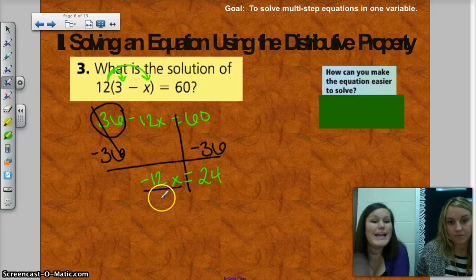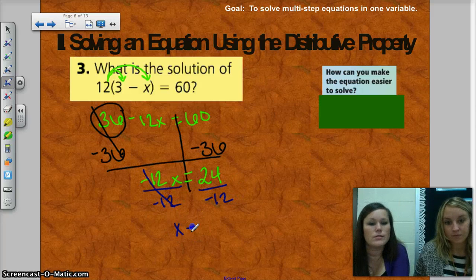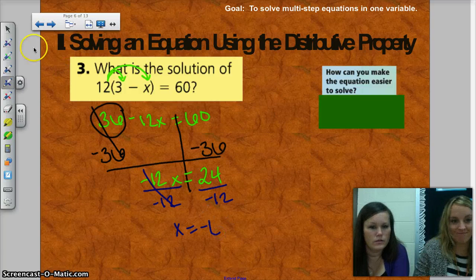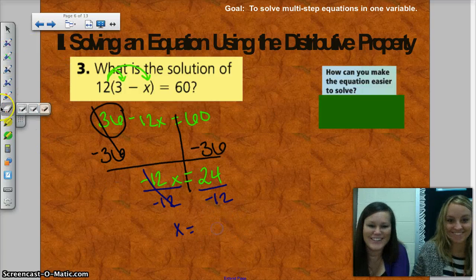Okay. Divide by negative 12. Bring that negative over. X equals -2. I was going for 6. Nope, it's not 6. It's -2.